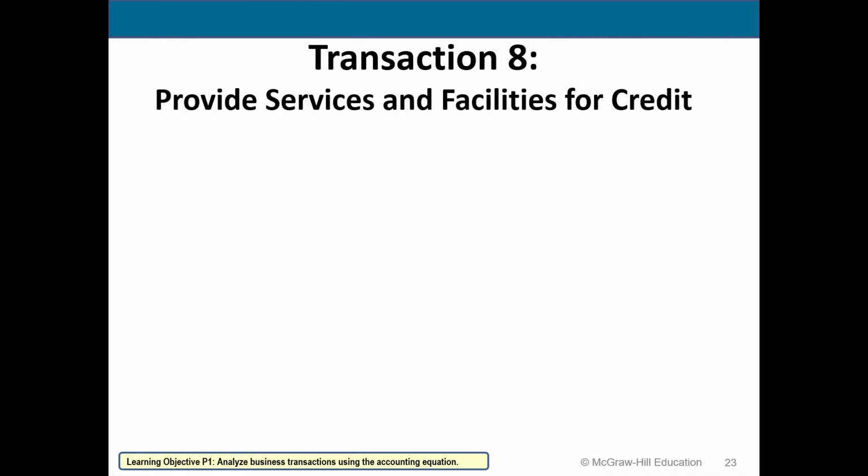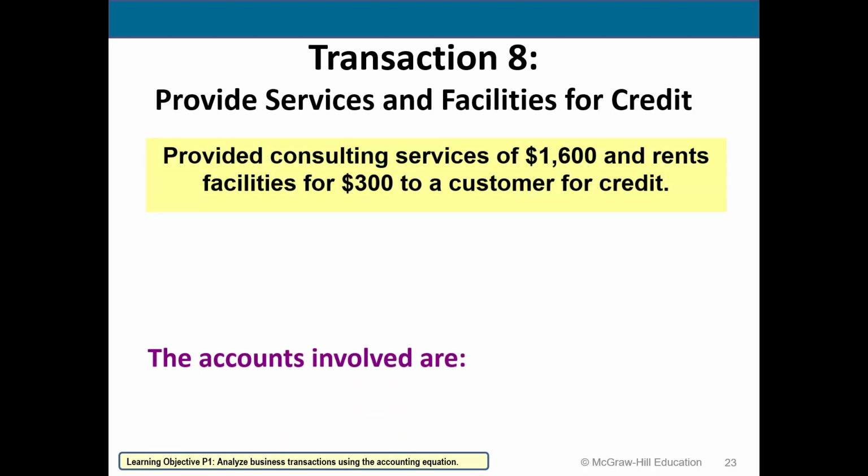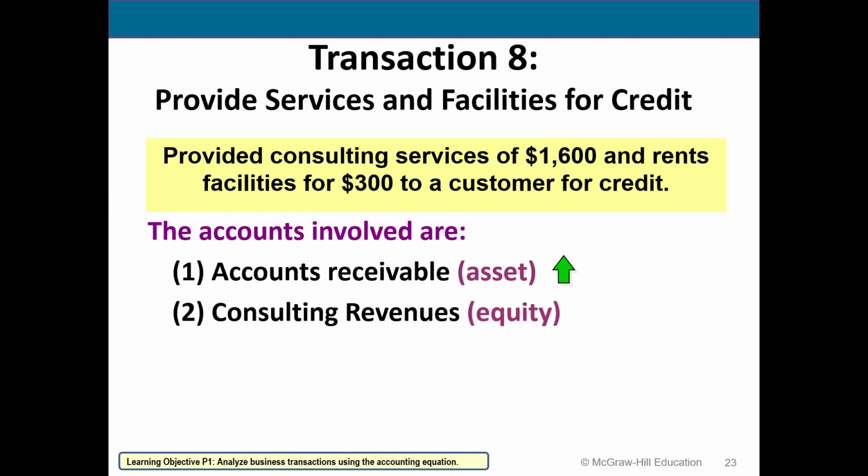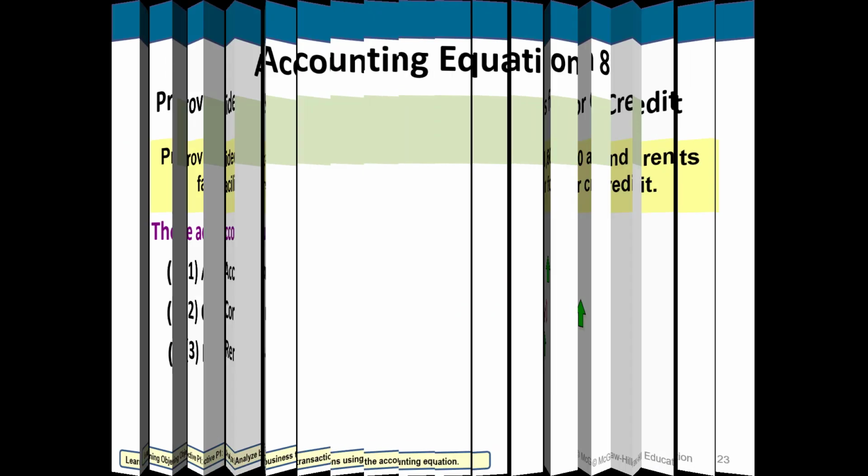Transaction 8, we provided services and facilities for credit. This means we provided a service, but our customer didn't pay us today. So this is an account receivable. So our accounts receivable, an asset, goes up, consulting revenue and equity also increased, as well as rental revenue.